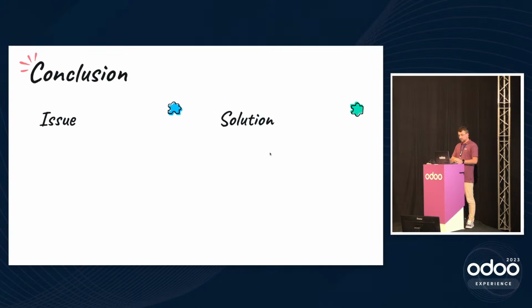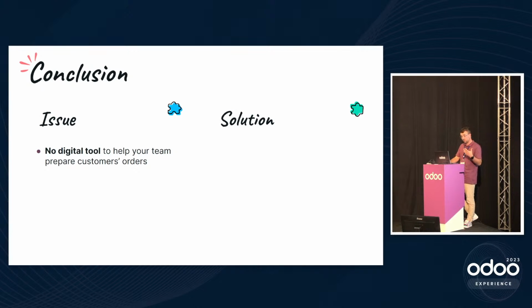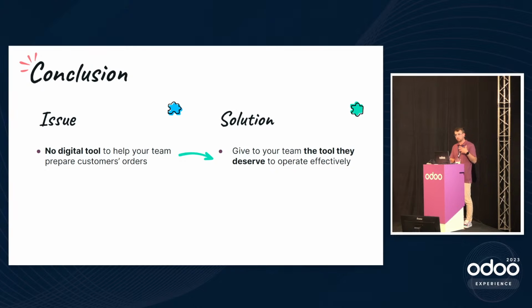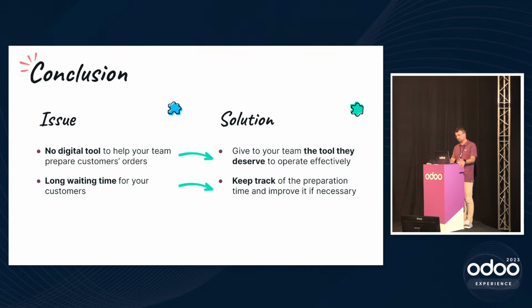Okay? So, as a conclusion, we had an issue because we didn't have any digital tool to help our team prepare customers' orders. The solution with the Odoo kitchen display is to give the team the right tool, the tool they deserve, to work efficiently and to prepare and operate the different orders of the customers. Before, we had long waiting times for our customers, but thanks to the Odoo kitchen display, you can keep track of the preparation time and improve it if necessary. Okay, so you can take action and you can keep track of it. And because it's appearing in real time on the kitchen display, you also avoid forgetting about an order.